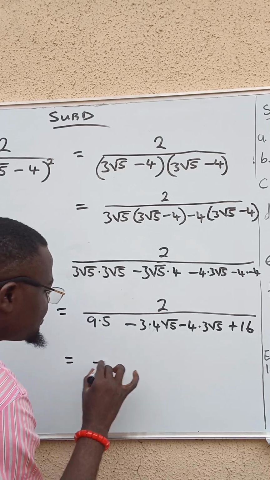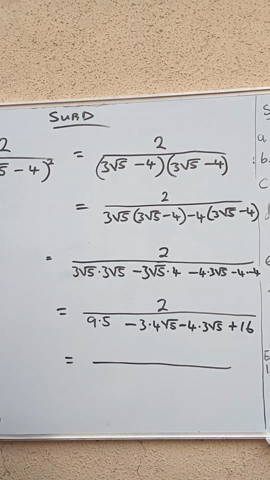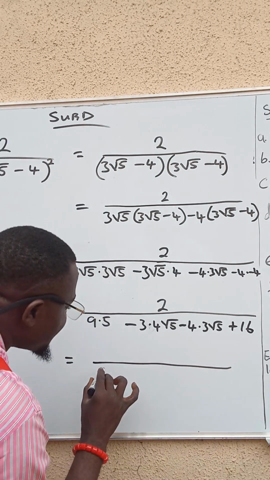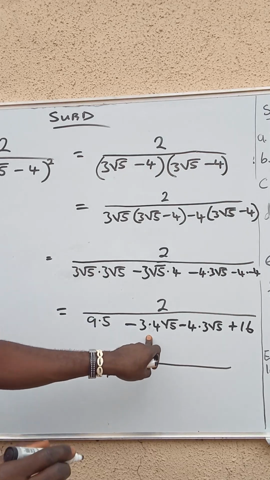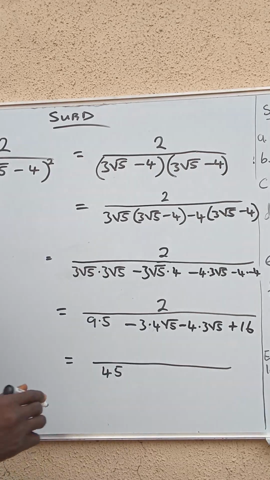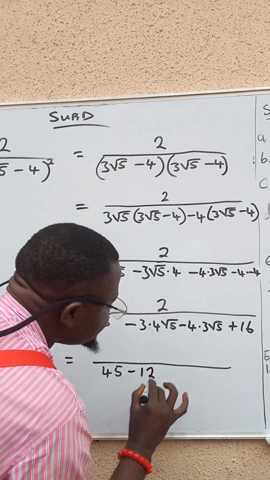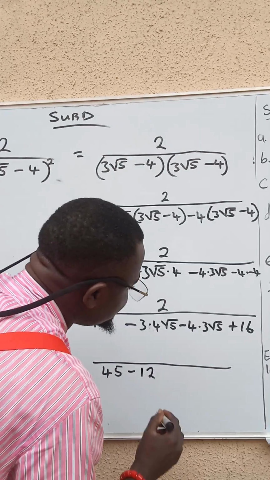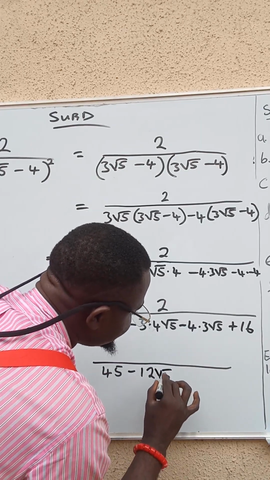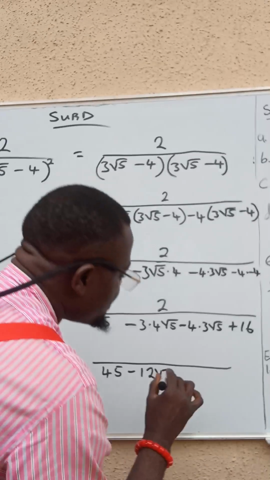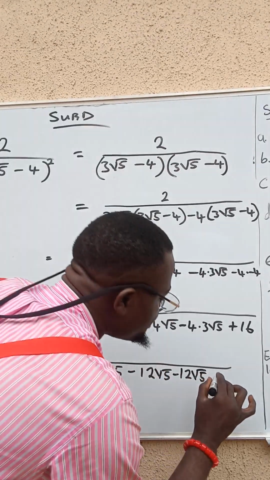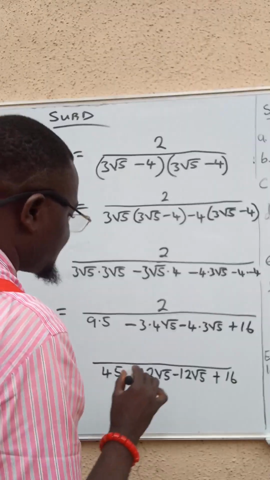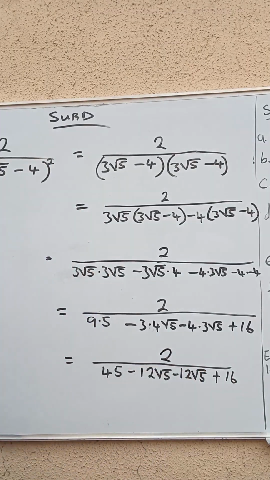You draw your line again. 9 times 5, we say that is 45. Good. 3 times 4 is 12. So minus 12. 4 times 3 is the same, 12 root 5. Good. Minus another 12 root 5 plus what? 16. And is all over what? The numerator remains the numerator.